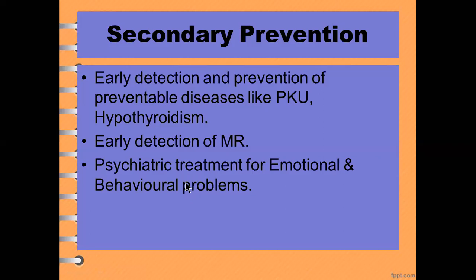Now secondary prevention. So primary prevention is mainly focused on preventing the problem. Secondary prevention is to prevent the complication. So early detection and prevention of preventable diseases like phenylketonuria and hypothyroidism. That's why I told you thyroid function test should be done properly. And early detection of mental retardation involves emotional problem and behavioral problem assessment by the child psychiatrist, which is very, very essential. So by doing this, mental retardation can be prevented in the child. That comes under the secondary prevention.